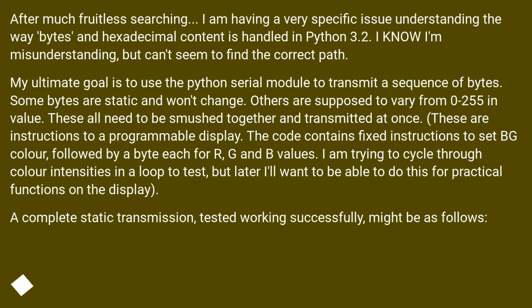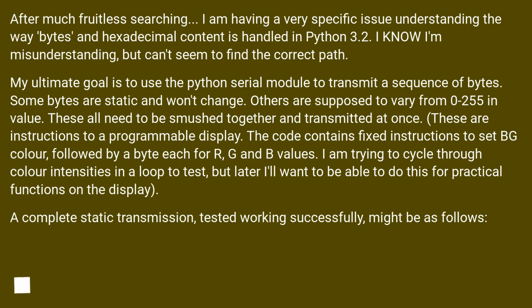Some bytes are static and won't change. Others are supposed to vary from 0 to 255 in value. These all need to be smushed together and transmitted at once. These are instructions to a programmable display. The code contains fixed instructions to set BG color, followed by a byte each for R, G and B values.